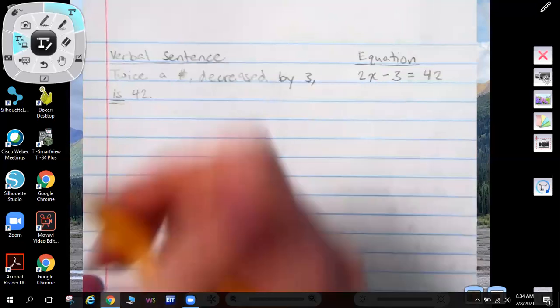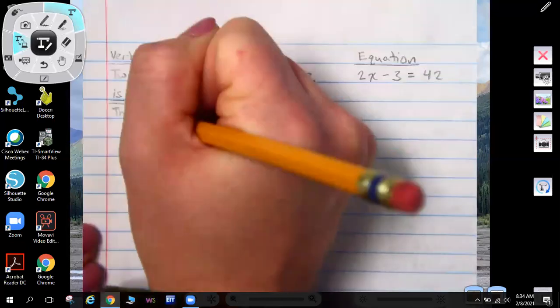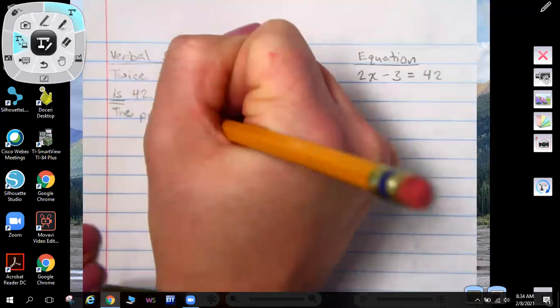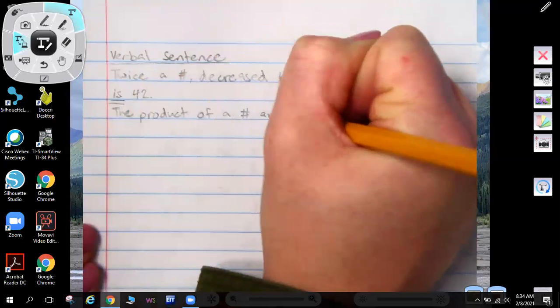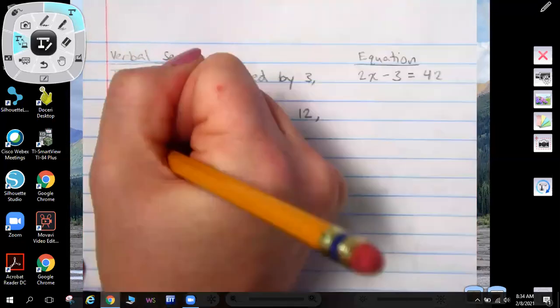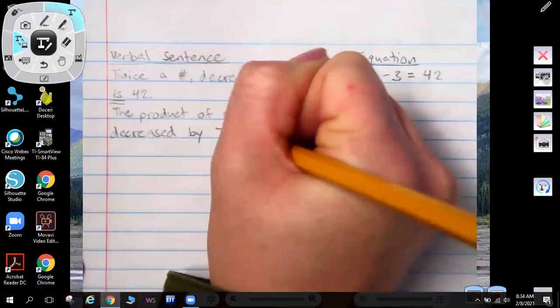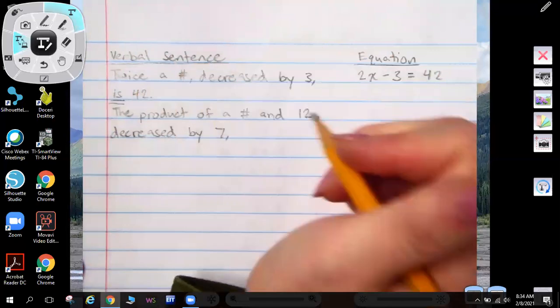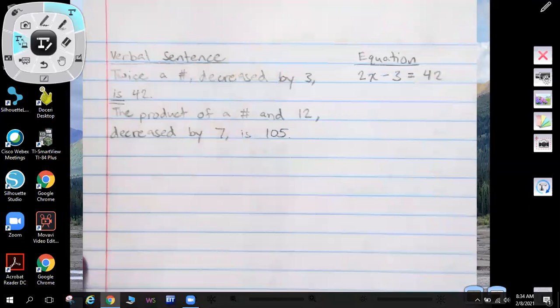The next sentence, the product of a number and 12 decreased by 7 is 105.